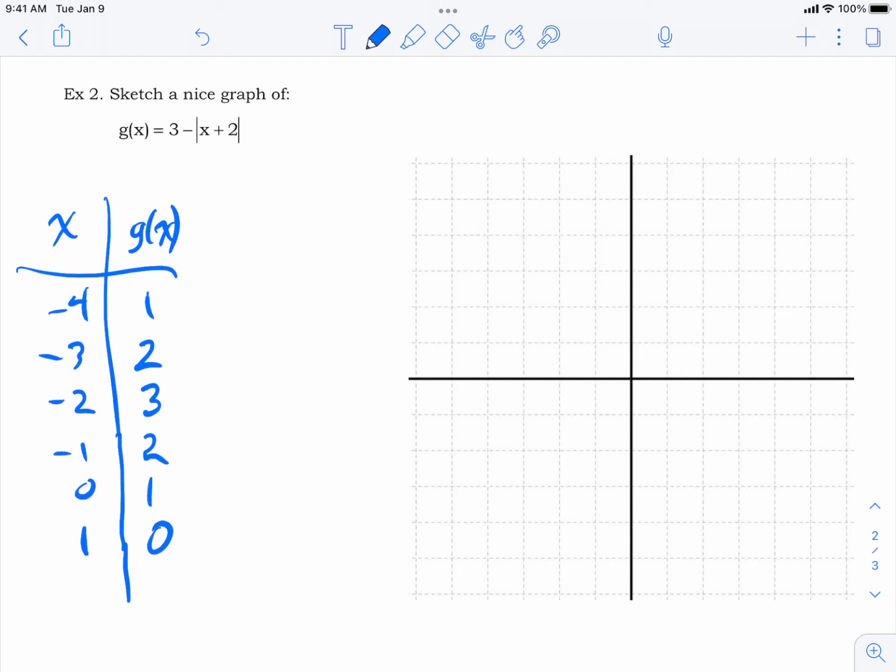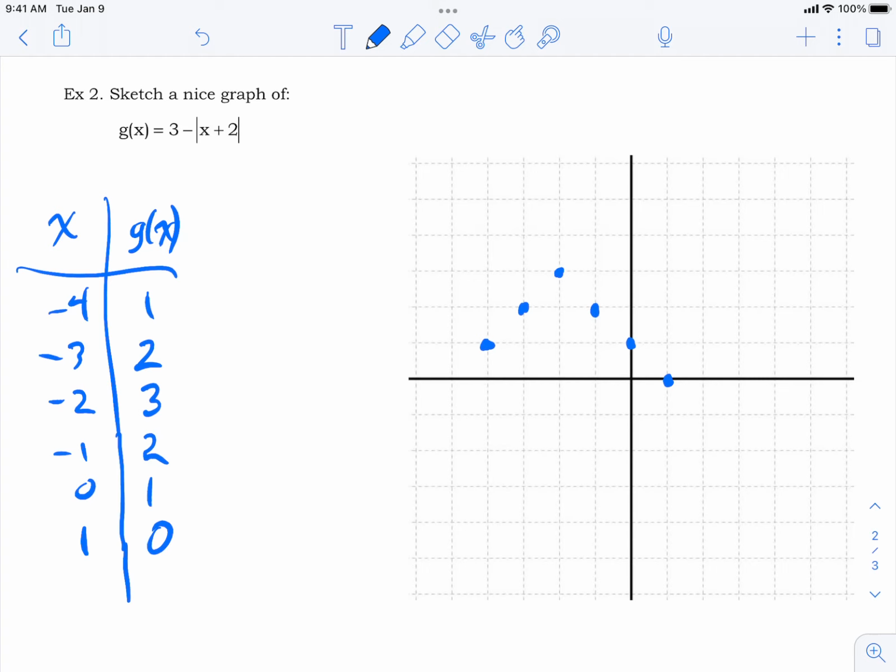Okay, we can start plotting some points here. When x is -4, y is 1. Let's do it right. When x is -3, y is 2. Yep, this looks better. When x is -2, y is 3. Okay, cool. When x is -1, we're back down to 2. When x is 0, we're back down to 1. When x is 1, we're at 0.